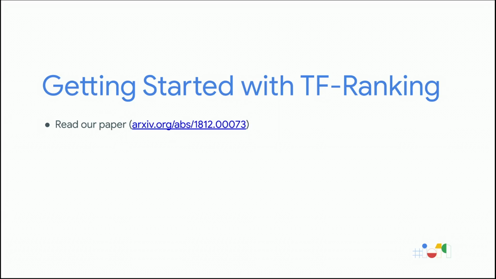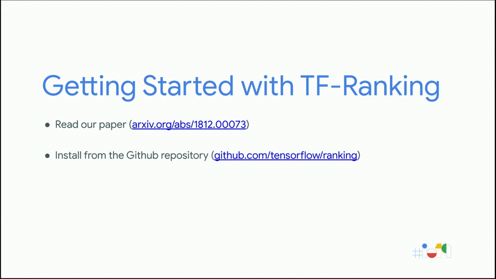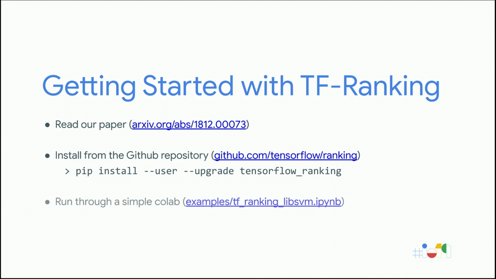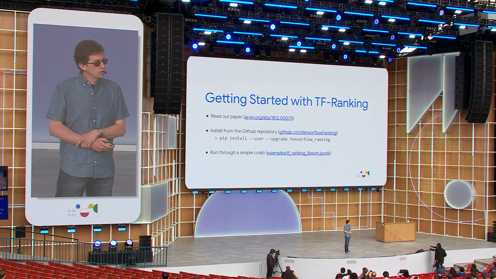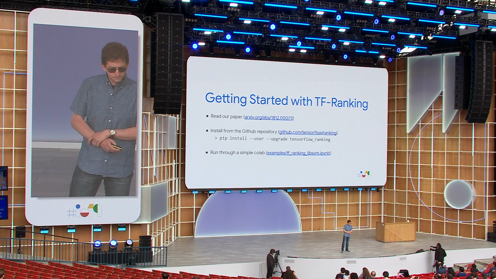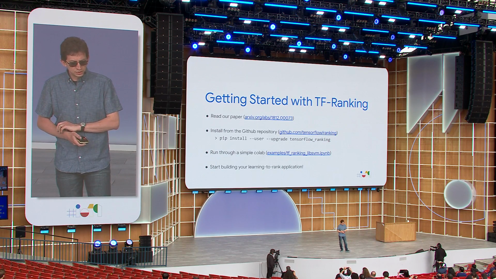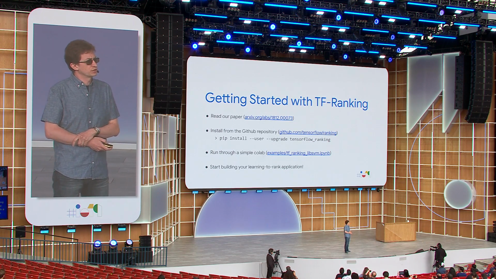So you can go and read our paper on arXiv about TF ranking and all the work that went into developing it. Then check out our GitHub repository that has all the information about TF ranking, and install TF ranking from there by using pip install. You can run through a simple collab we have on our GitHub repository. And that's it. You're ready to start building your next learning-to-rank application.